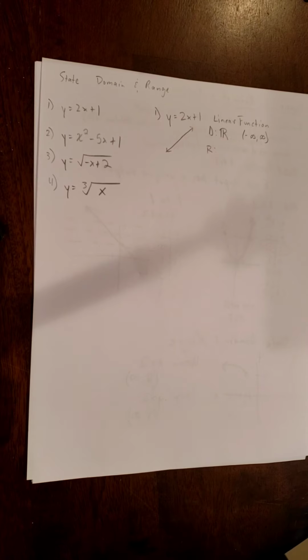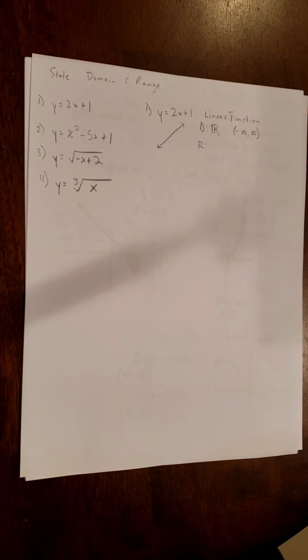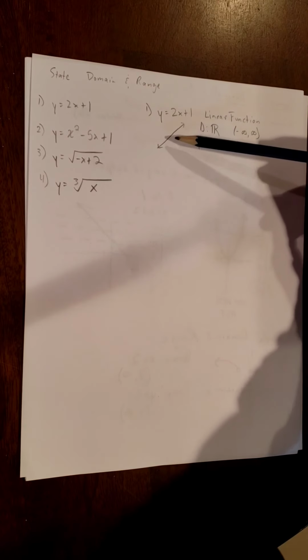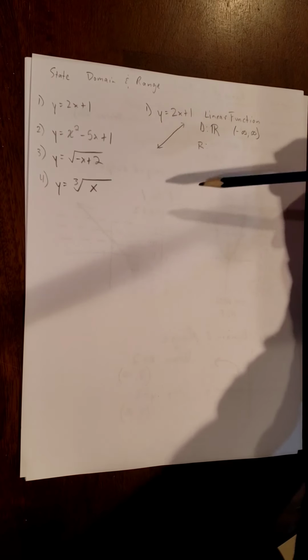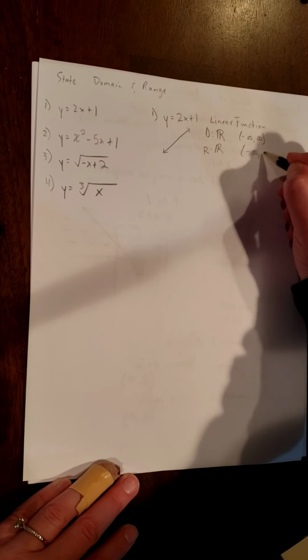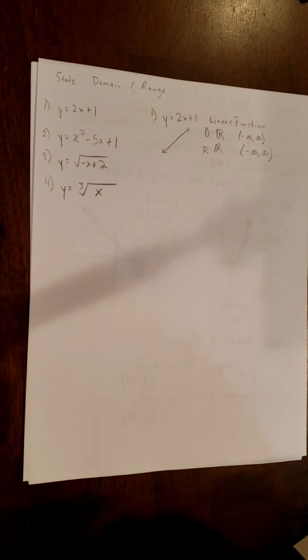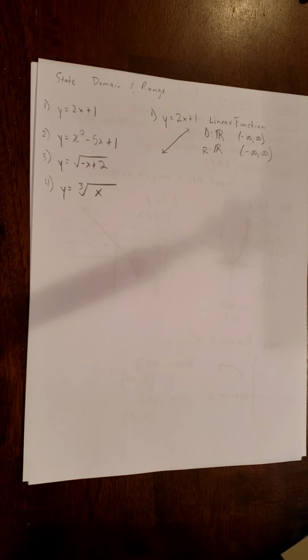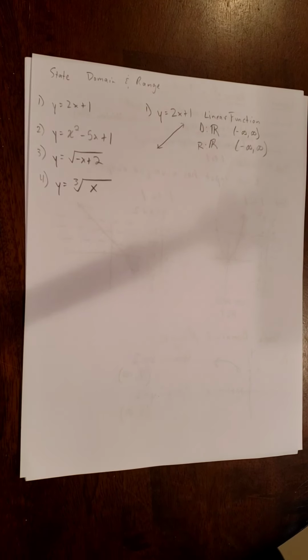If you think of the range, okay, you plug in all real numbers, you multiply them by 2, you add 1, you're going to get all real numbers. You could see that by the graph. It goes all the way down, all the way up, no gaps. Okay, when you have a line, the only time your range will not be all real numbers is if you had a horizontal line like y equals 4.